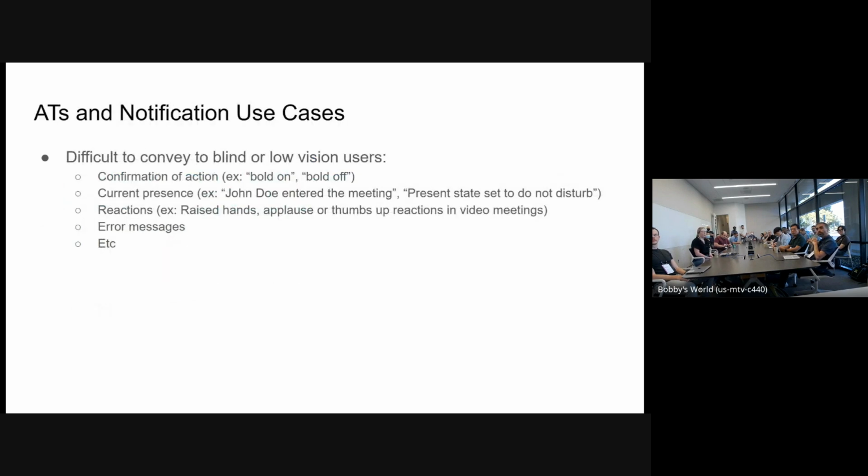It can sometimes be difficult to convey to some AT users what is provided to sighted users through visual cues. For example, confirmation of action events, such as when text is successfully bolded or not, or letting a user know when someone has entered a meeting or sent a reaction like applause during a live presentation. Other examples include error messaging. And these are just a few of the examples where an author may want to send some sort of notification to blind or low vision users to allow them to have a fully enriched experience on the web.